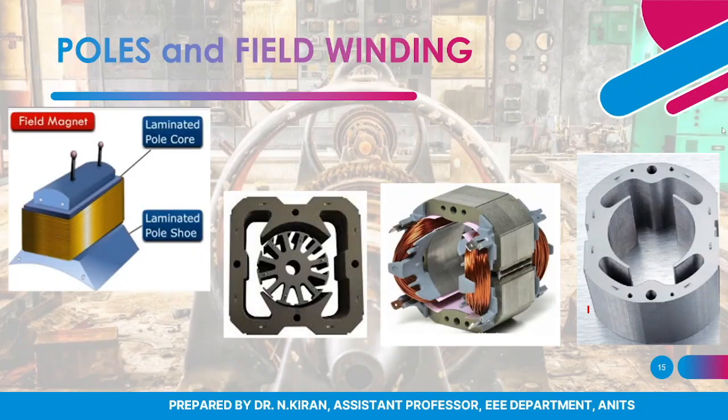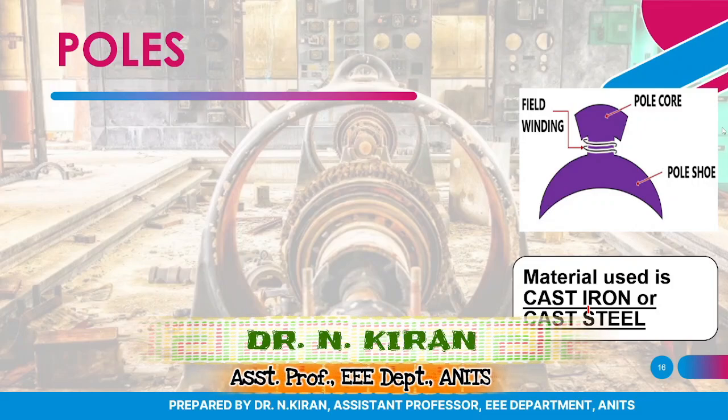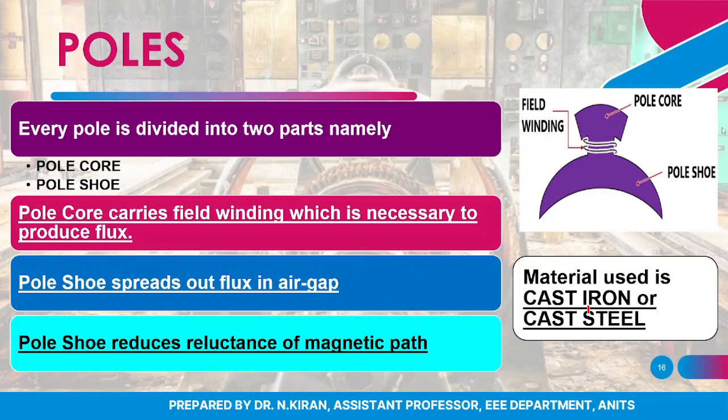The second as well as the third part that we want to discuss is nothing but poles and field winding. These are some of the practical diagrams or pictures of yoke and field winding. As you know, they both are together because the field winding will be wound around the pole. On the right side you can see the pole mainly consists of two parts, pole shoe and pole core.